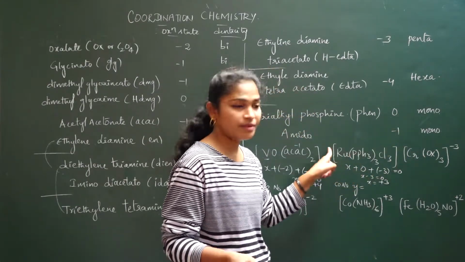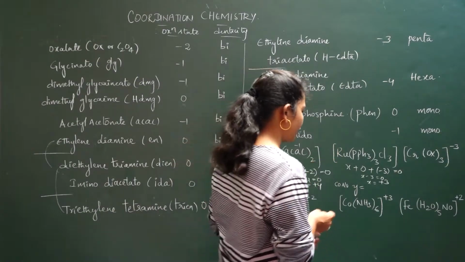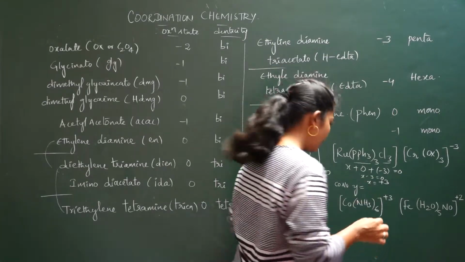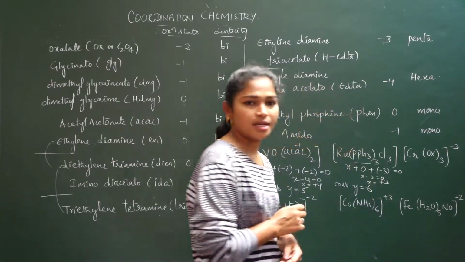Only phosphorus will donate the electron. So here 3 are there, so the number of ligands is 6. So the coordination number is 6.